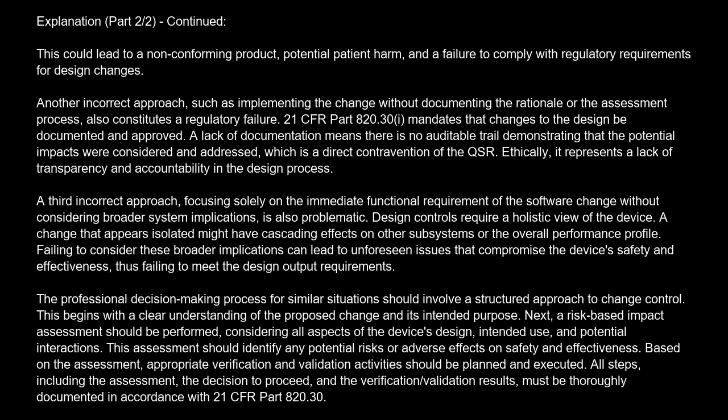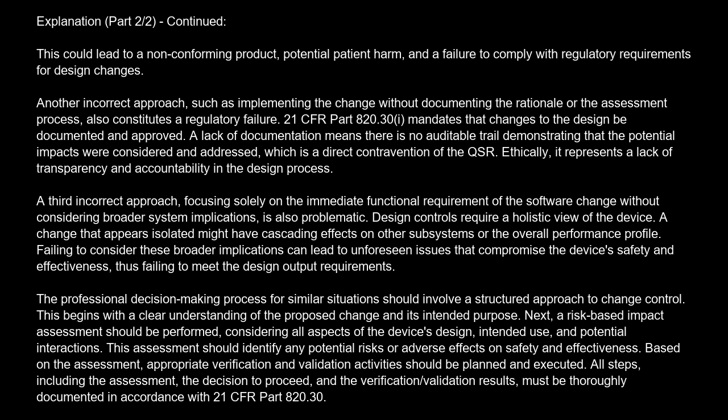A third incorrect approach, focusing solely on the immediate functional requirement of the software change without considering broader system implications, is also problematic. Design controls require a holistic view of the device. A change that appears isolated might have cascading effects on other subsystems or the overall performance profile. Failing to consider these broader implications can lead to unforeseen issues that compromise the device's safety and effectiveness, thus failing to meet the design output requirements.